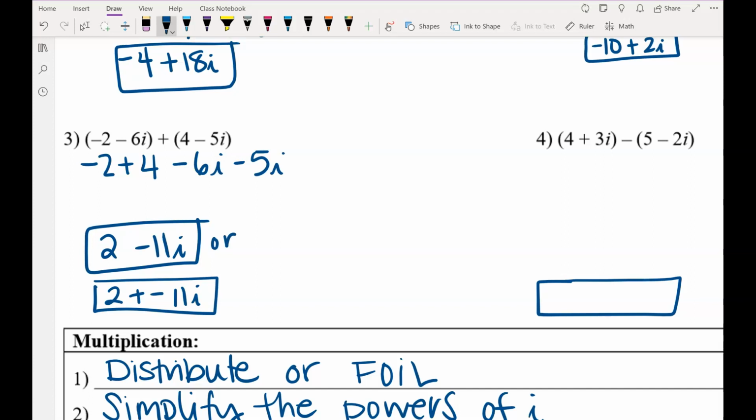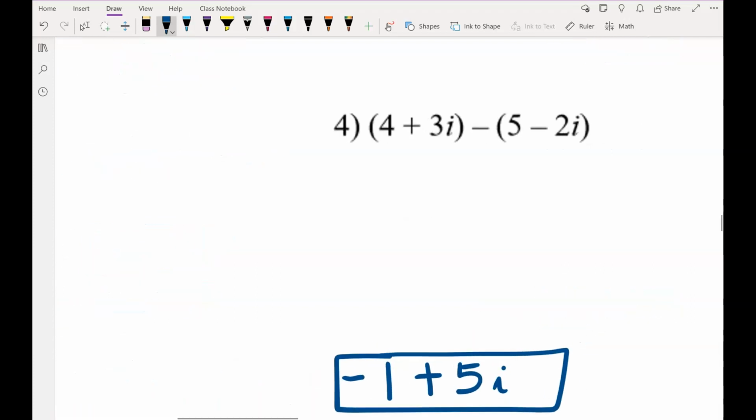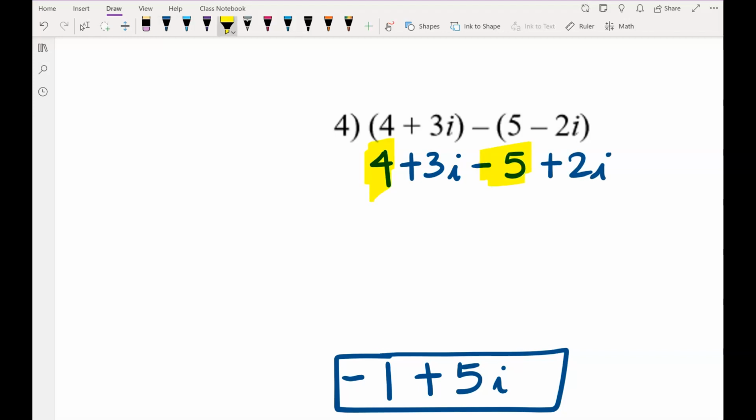All right. Sebi, what did you get for 4, final answer? Negative 1 plus 5i. Negative 1 plus 5i. Let's check it really quickly. And again, the first quantity, students, we don't need to do very much. But the second quantity, what should we write down? Negative 5 plus 2i, okay? So 4 and a negative 5, that is definitely negative 1. Good job. 3i and a 2i, that is definitely 5i. Good job. Perfect answer.